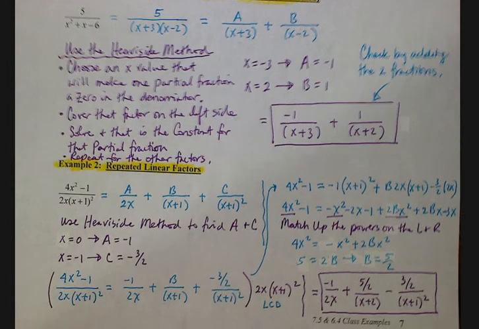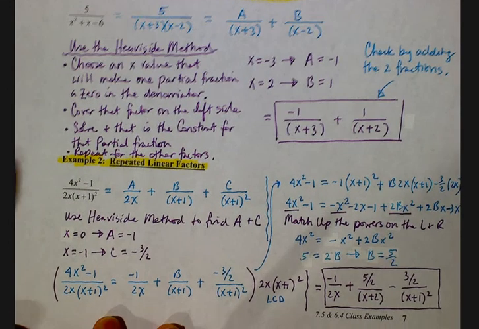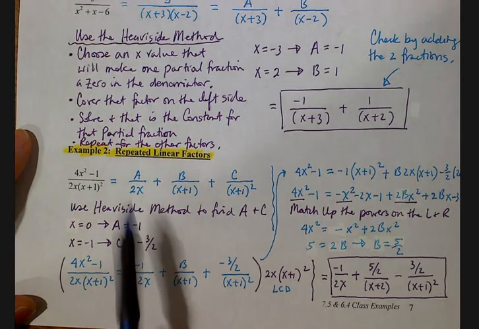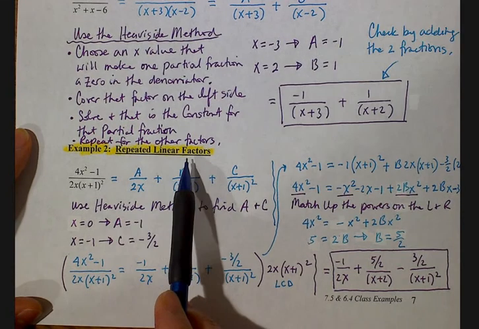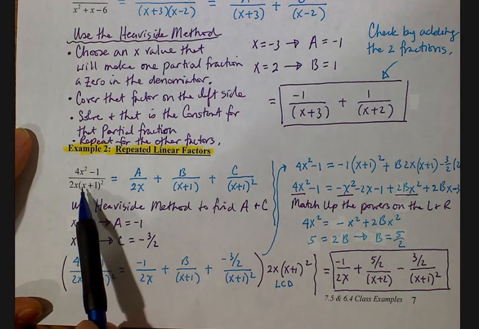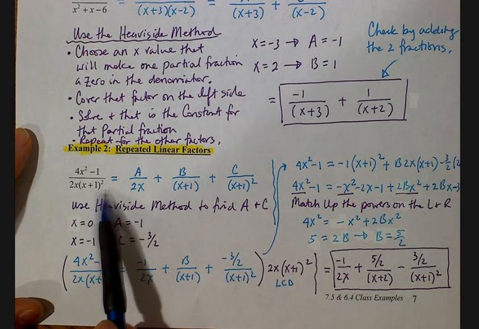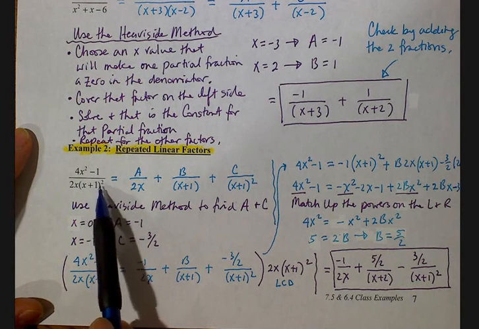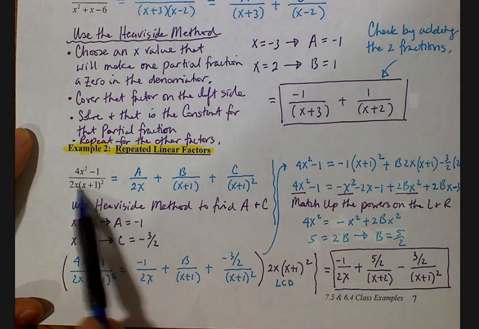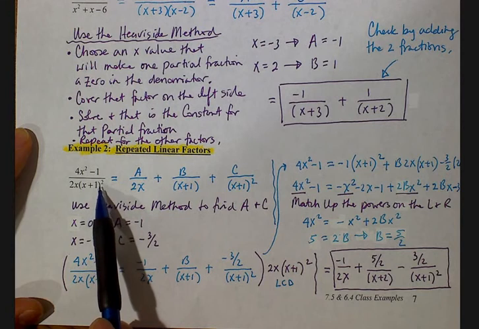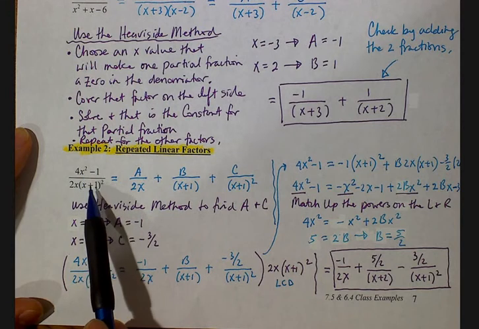Okay, the second example that we have is called a repeated linear factor. All right, so for this one here, I have the denominator that is already factored. And so if I would multiply this out, the power in the denominator is 3, and the power in the numerator is 2, so that means that this is a proper fraction.